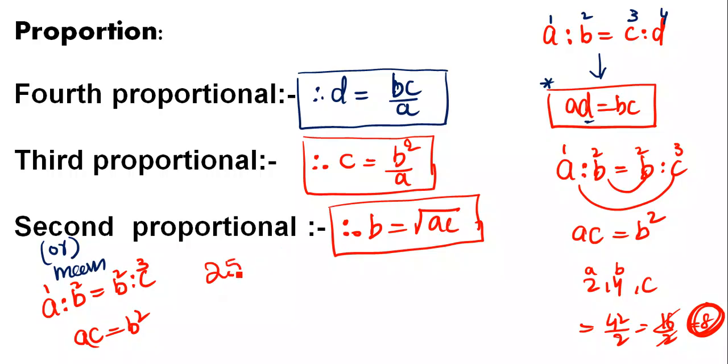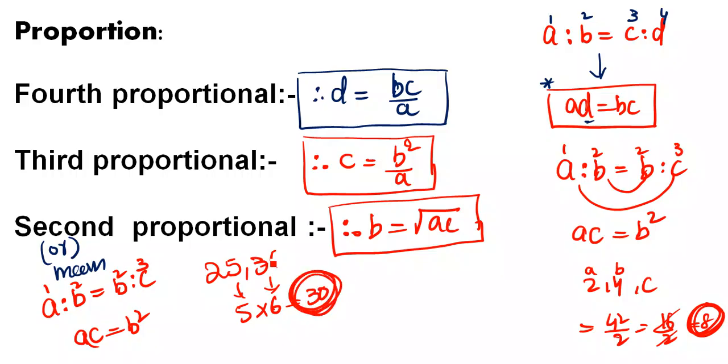For example, 25 and 36. What is the second proportion or mean proportion? Root of 25 is 5. Next, root of 36 is 6. So 5 into 6 is 30. That is the second proportion or mean proportion, guys. Clear, all of you? If you say, sir, we solve it differently, then solve it by multiplying 25 into 36 under the root. Whichever way you solve it, finally we will get the same answer, guys.